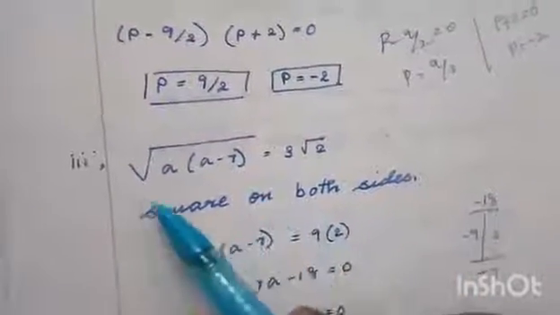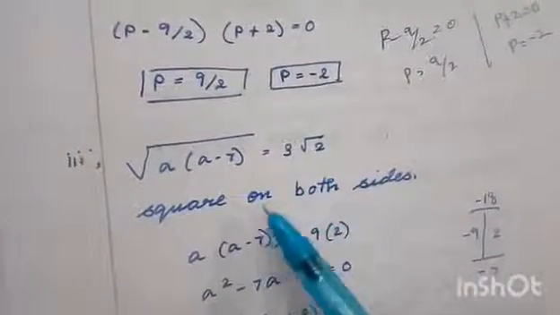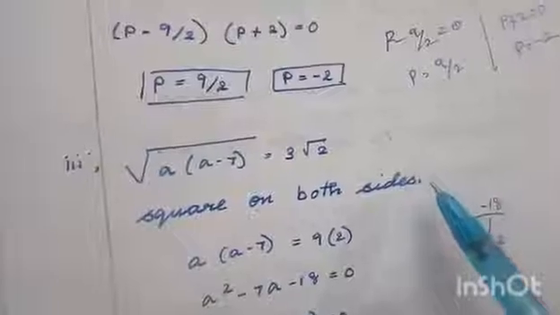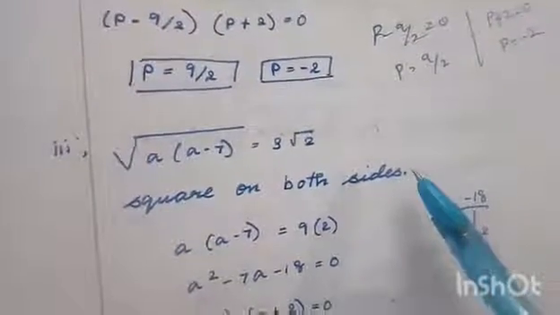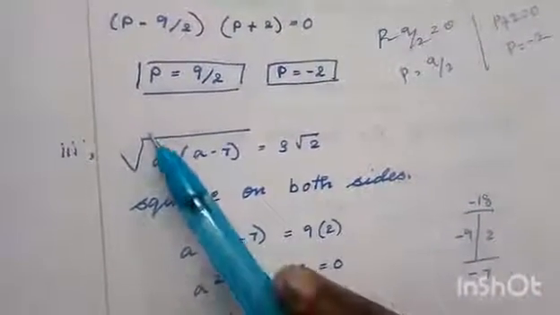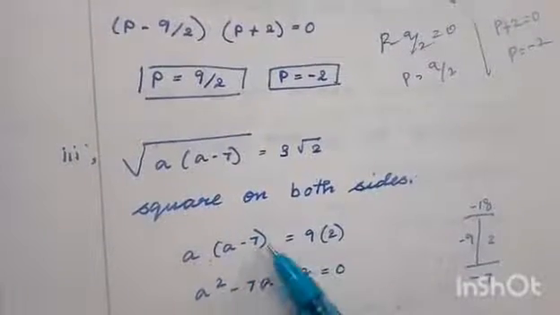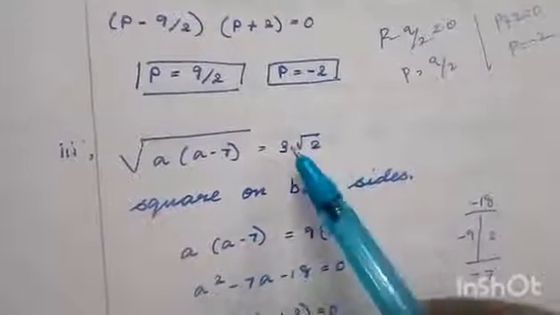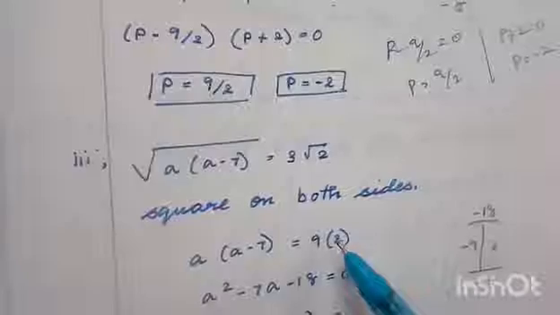We want to remove the square root. So square on both sides. How do you remove the square root? Square on both sides, so square and square root cancel. So we get a into a minus 7. 3 square value 9, root 2 value 2.